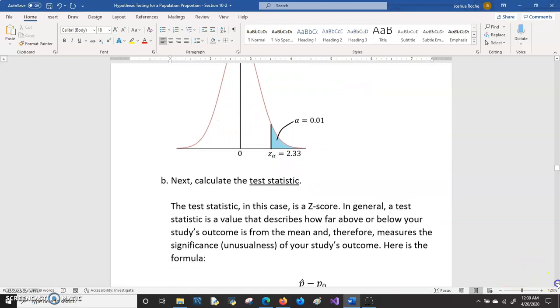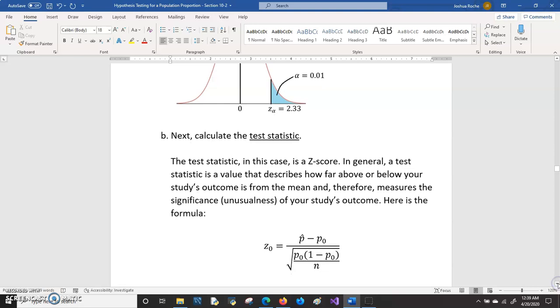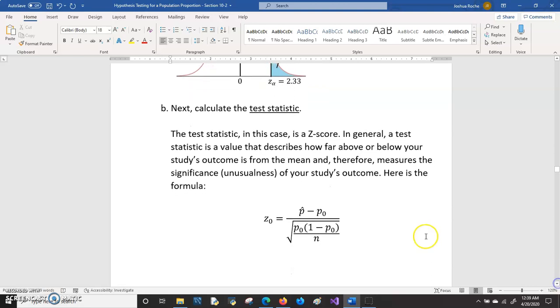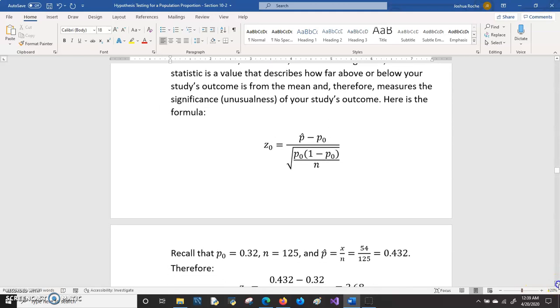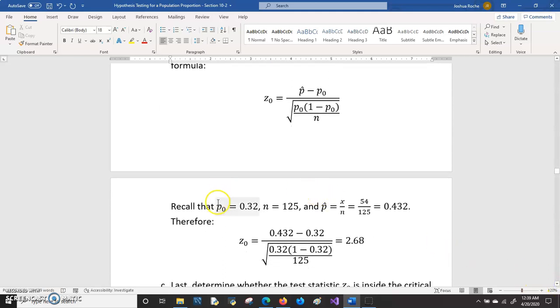The next thing that you want to do is calculate the test statistic. Here's the formula again for the test statistic. Remember that p sub 0 is the value of the null hypothesis proportion. n is the sample size. The p hat, we calculated that a few minutes ago. It's 0.432. Put those values into the formula and it comes out to 2.68.